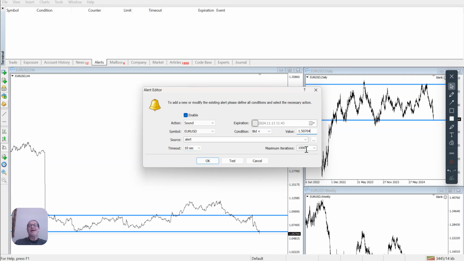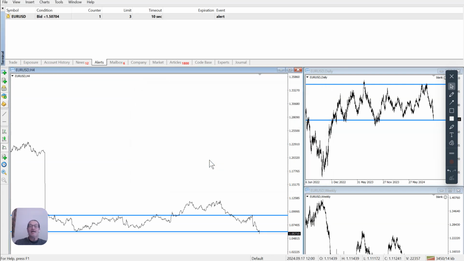Here is how many times the alert will sound. You don't want to have 1,000 times. Set that to 1 or 3 times. I prefer 3 times because sometimes you may get an alert in the middle of the night while you're asleep and you may not hear the first one. So you click on test and there you go. This is what you get. So I click on OK, and now my alert is set.